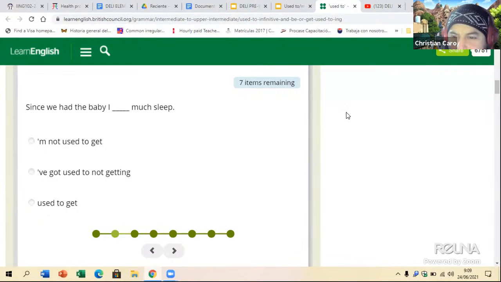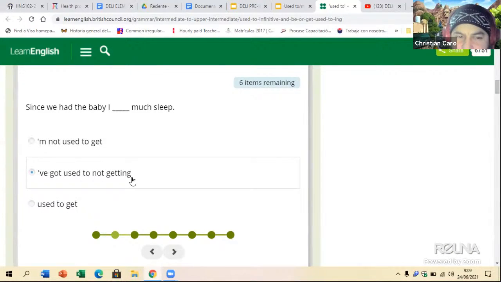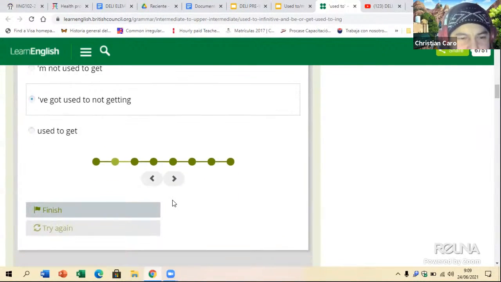Number 2 says Benjamin. ¿Verdad? La cambio, voto por la 2, dice. Catalina dice got used to not getting. Tania dice I am not used to get much sleep. Let's try number 2, because I guess it's the most voted in this case. Yeah. All right. We're going to check at the end. Next.